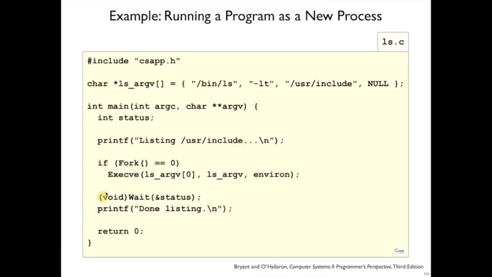Again, that order is predictable because we had the printf, then the fork, then a wait, and then another printf.